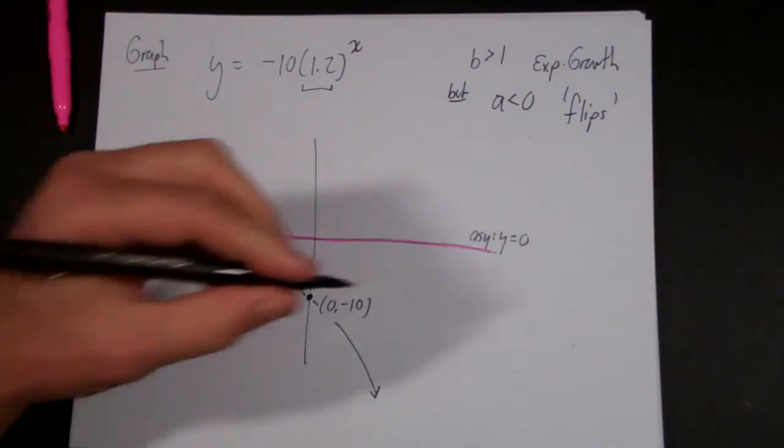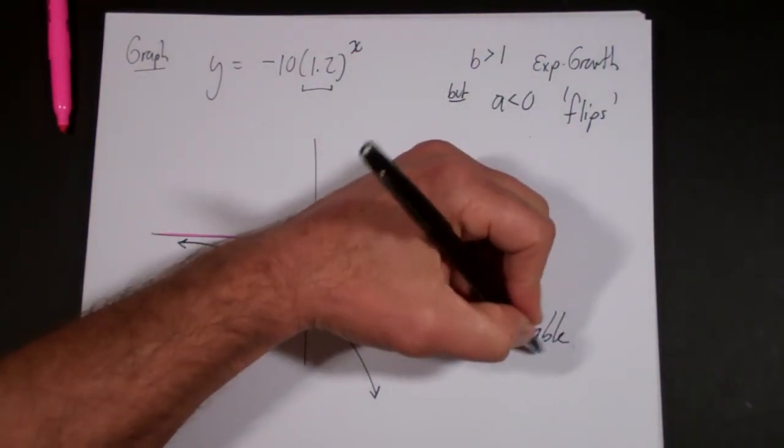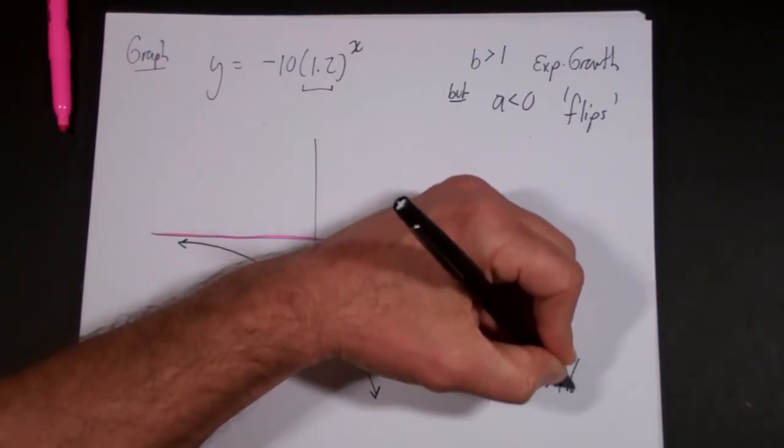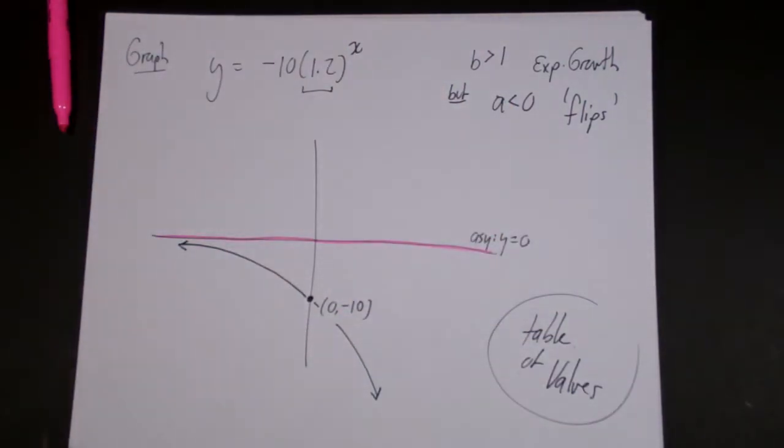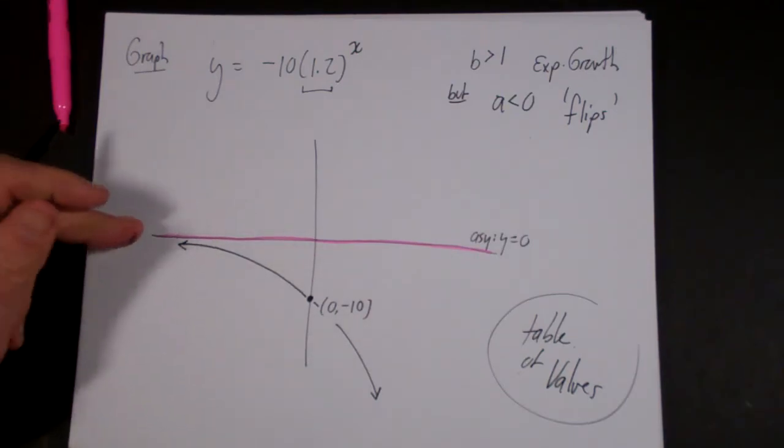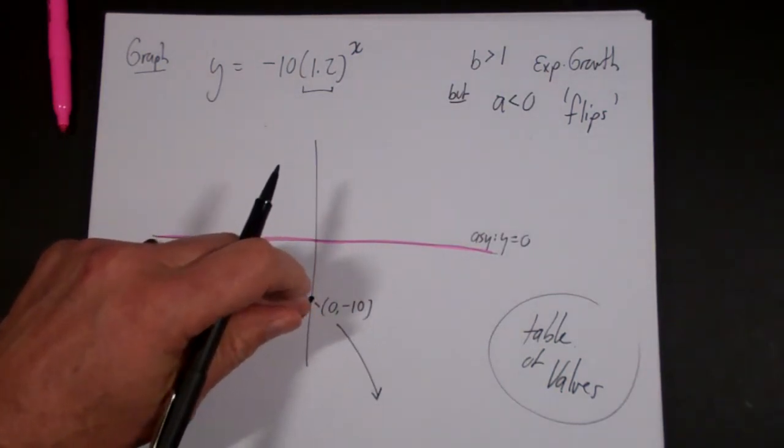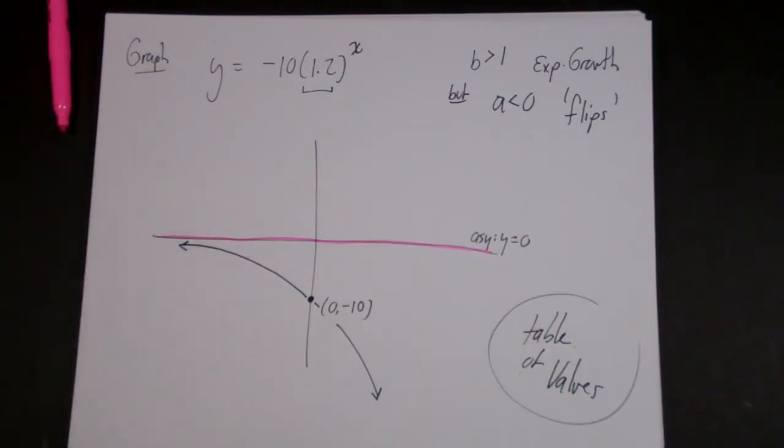Now, in order to do a better graph, you're still going to want to do a table of values, and you do the table of values exactly like you did it before. But you notice here you have the asymptote, the general shape, and the y-intercept before you do anything else.